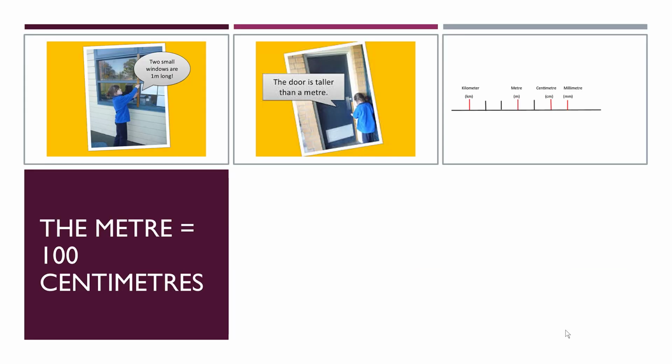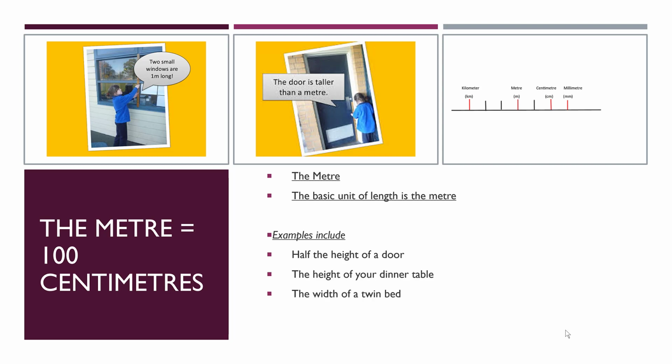A meter is the basic unit of measurement. A door is about 2 meters, so a meter is about half a door. Or maybe a lot of your windows will be about a meter. It is the one that we use to name the other ones. So millimeter, centimeter, kilometer, they all have the meter in it. And it's about the height of your dinner table or the width of a twin bed.